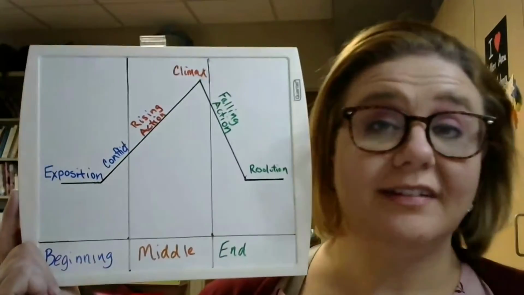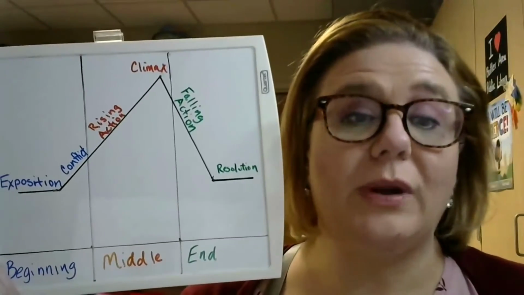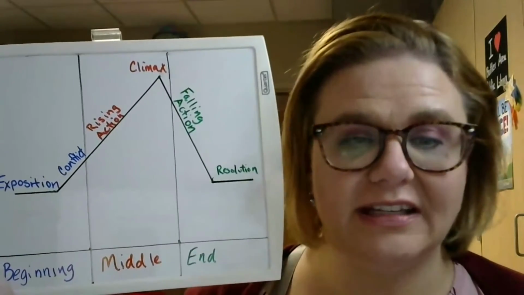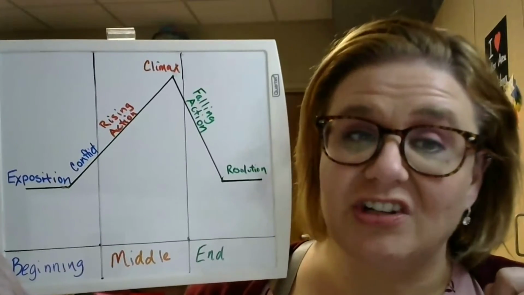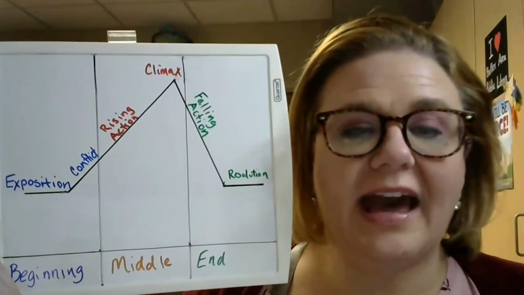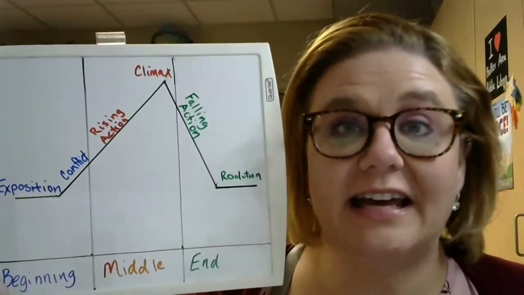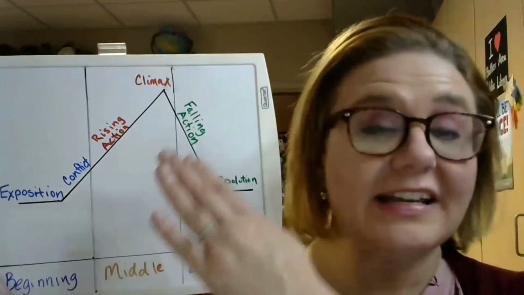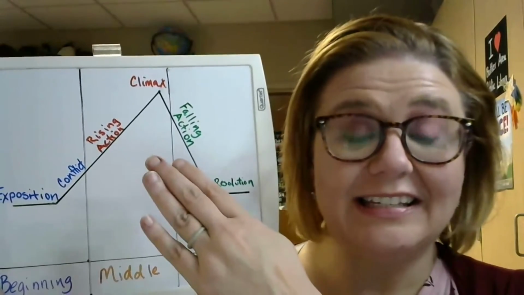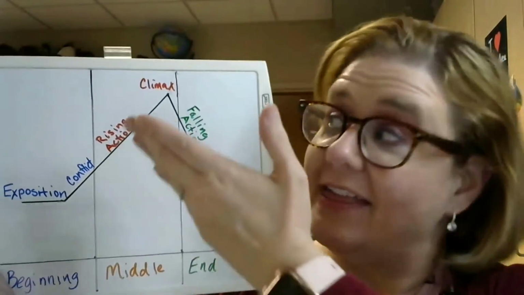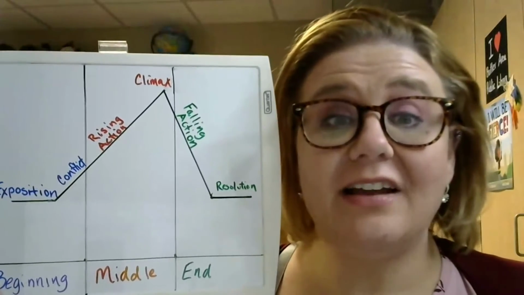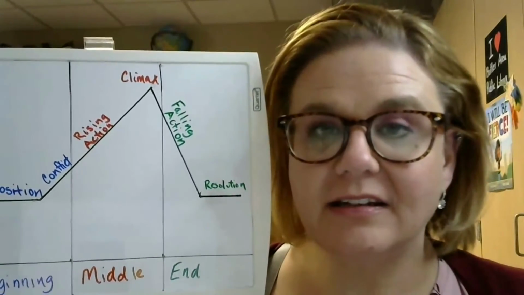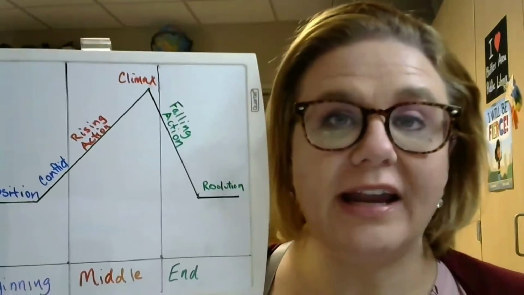The exposition is the very beginning of the story. That's where we meet the three little pigs and we learn that they are building houses. This is where the action starts to rise. So we have the first pig built their house out of straw and the wolf blows it down. And then the next pig built his house out of sticks and the wolf blows it down. And then the third pig builds his house out of bricks and the wolf tries to blow it down and he can't.